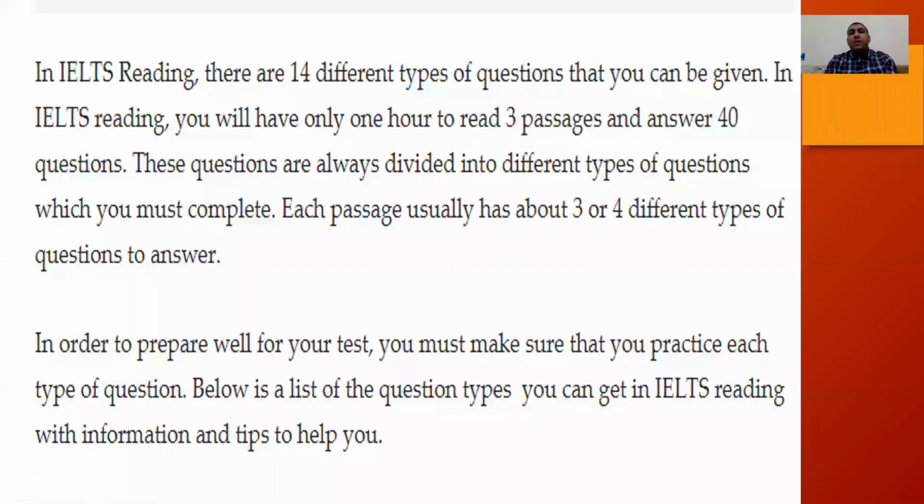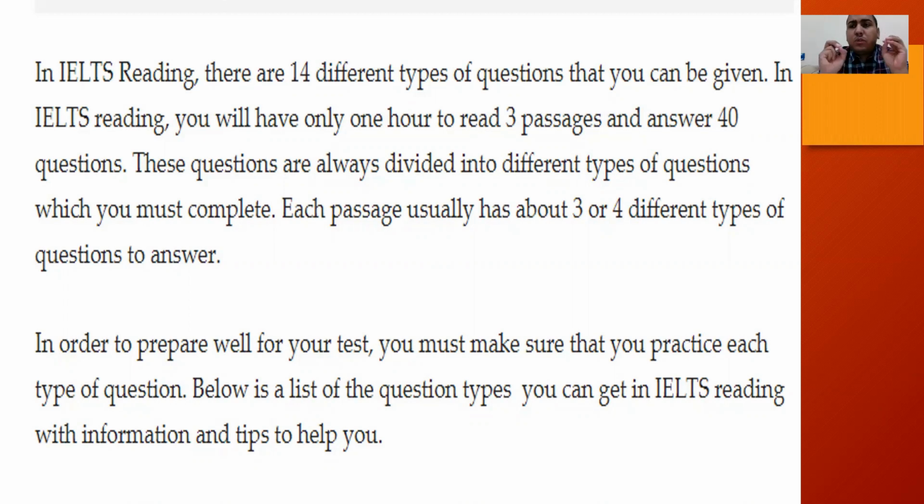In IELTS reading, there are 14 different types of questions that you can be given. And here in IELTS reading, you will have only 1 hour to answer 3 passages. Okay, we have 40 questions and you have to answer them. These questions are always divided into different types of questions which you must complete. And each passage has about 3 to 4 different types of questions.